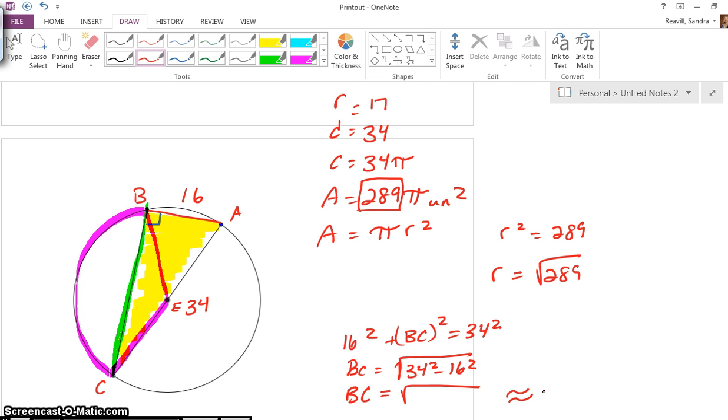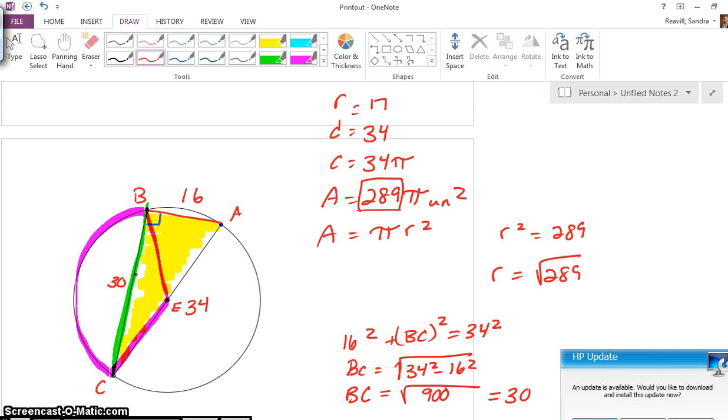So go ahead and press the buttons to find me those values. BC equals the square root of 900. Well, that's a handy one because the square root of 900 is exactly 30. Oh, now I need to find central angle BEC in order to find the measure of arc BC.